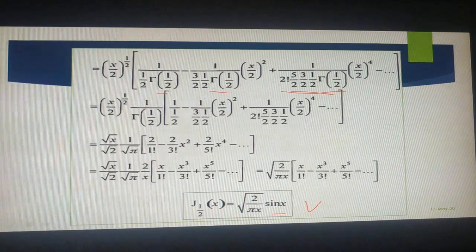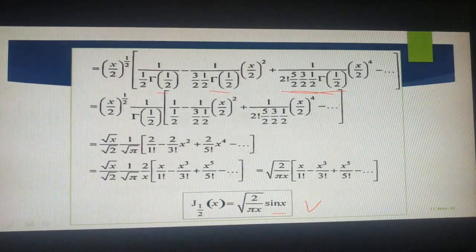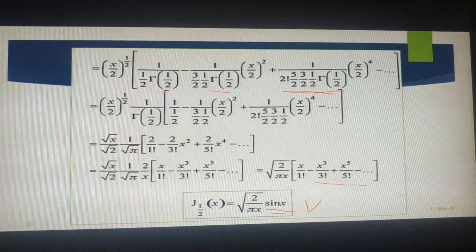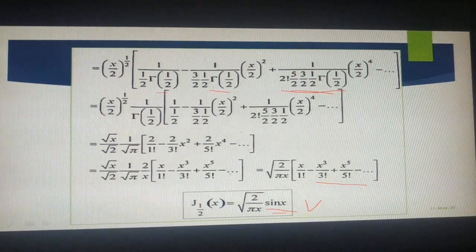Of course this whole thing will get cancelled, but why am I trying to write in the factorial form? You always keep in mind what the sine series formula is. The sine series formula will be x minus x cube by 3 factorial plus x to the power of 5 by 5 factorial, all this. You try to reduce to that form, and only then can you write that the whole series is equivalent to sin x. So that is what we are doing in this problem.